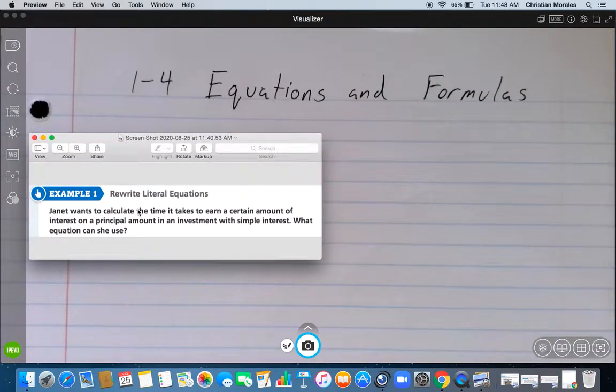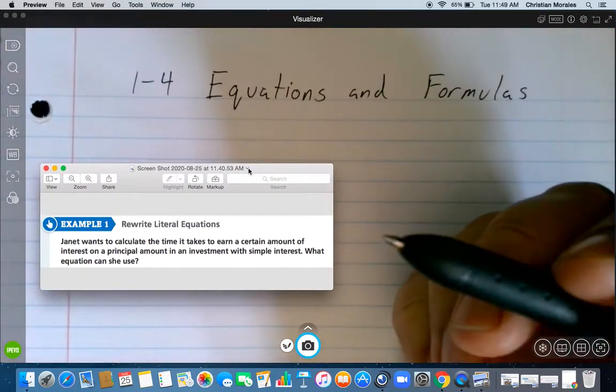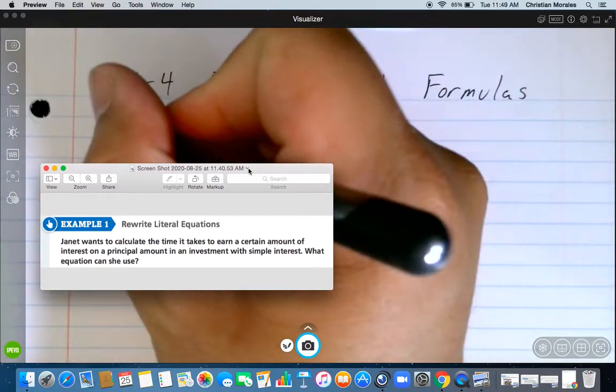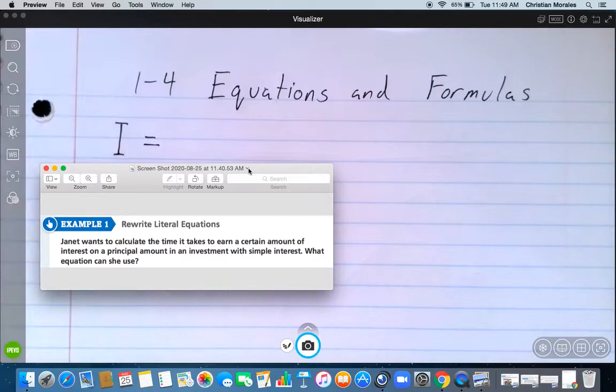Jeanette wants to calculate the time it takes to earn a certain amount of interest on a principal amount in an investment with simple interest. What equation can she use? So the first thing you need to know is, what does simple interest even mean? There are bank accounts that you can earn money off of. That's the interest, so I'll label the interest as I.